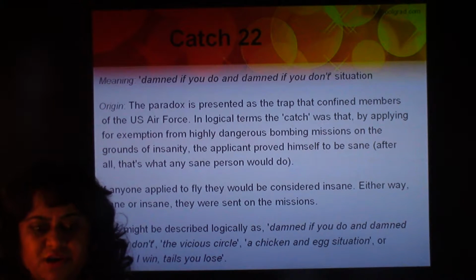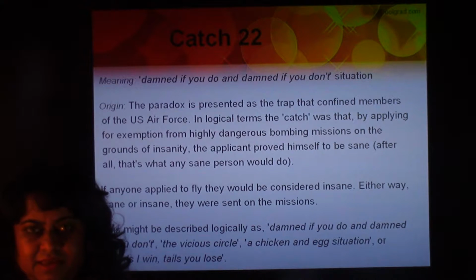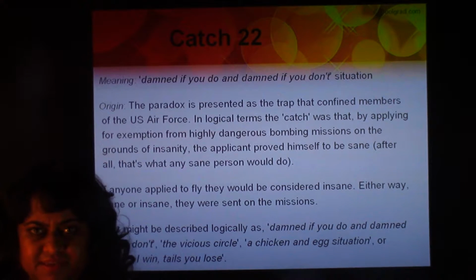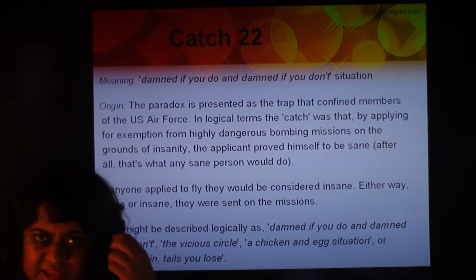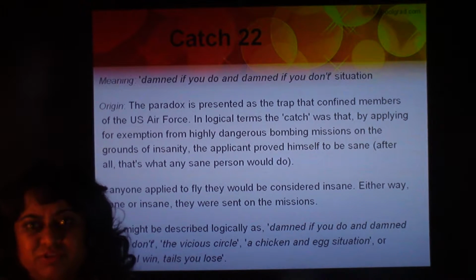But the problem is, if you're rational enough to think that if you go to war, you're going to die, therefore I must plead insane, then you're not insane, you're very much sane. So how could he grant him insanity, the benefit of the doubt, when he was sane enough to determine that this was dangerous and therefore he should claim insanity?